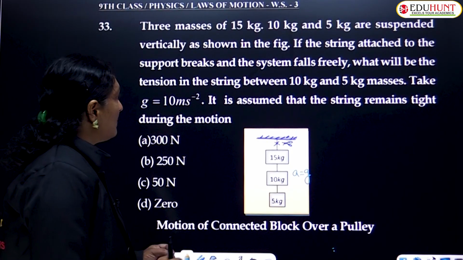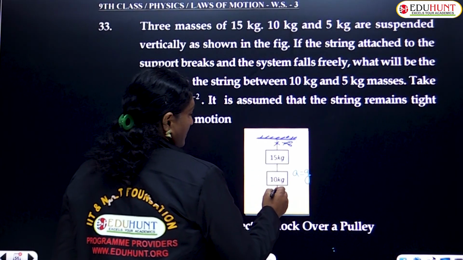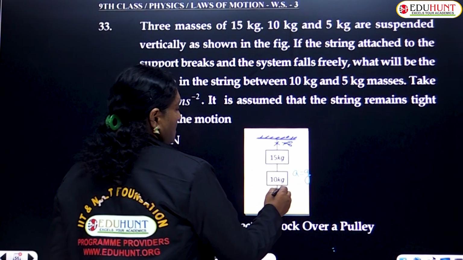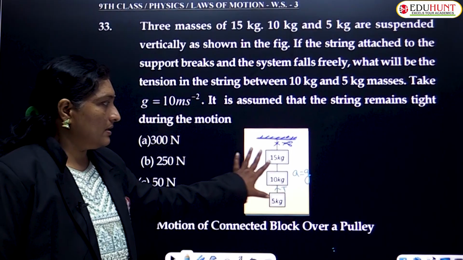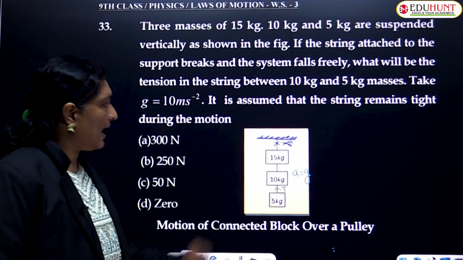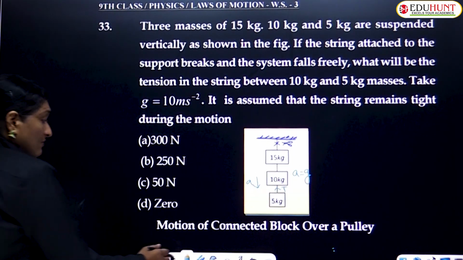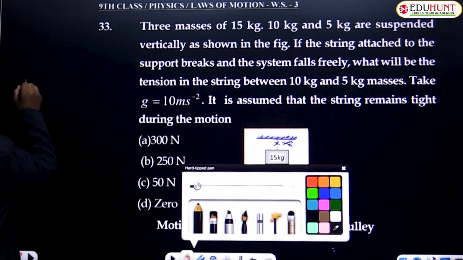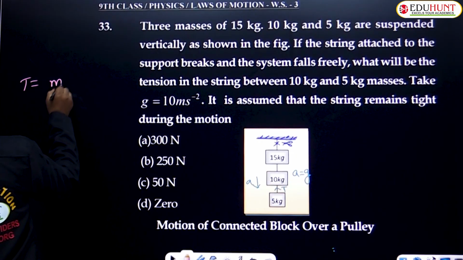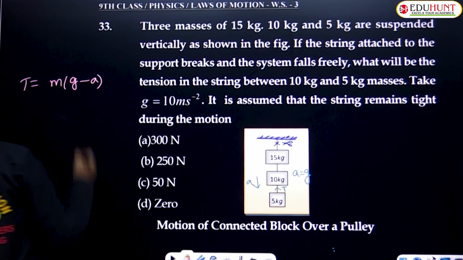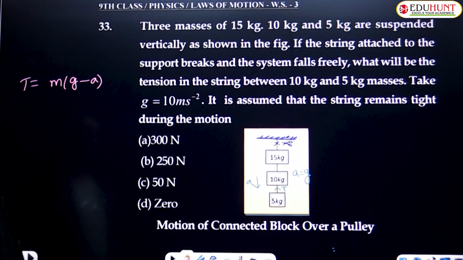That's it. So what will be the tension in the string between the 10 kg and 5 kg masses? So this is your 10 kg and this is your 5 kg. You're asked to find the tension between the two. So children, it's an example of a freely falling body, accelerating downwards with an acceleration of G. But we know that to find the tension in the string, for upward motion it is given as M into G plus A, and for downward motion it is given as M into G minus A.